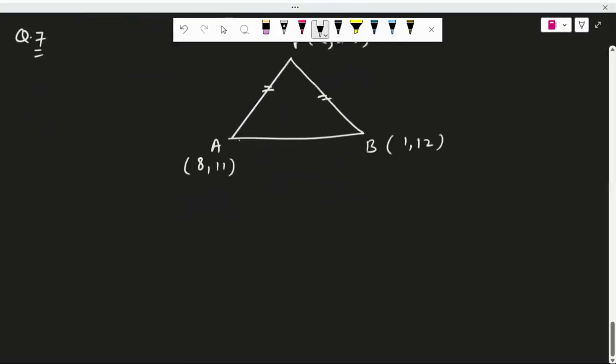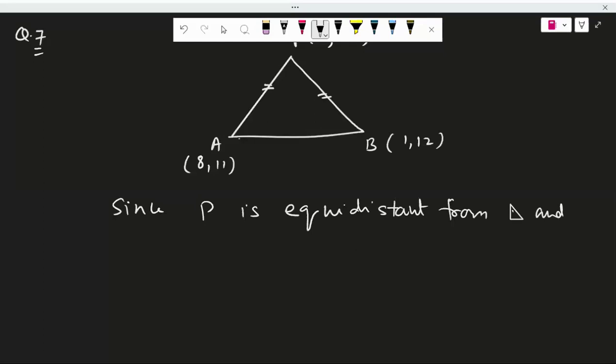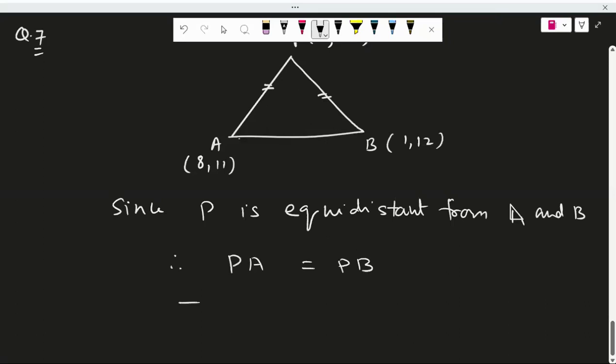Since P is equidistant from A and B, therefore PA equals PB, which implies PA square equals PB square. Do you understand, Rajveer?